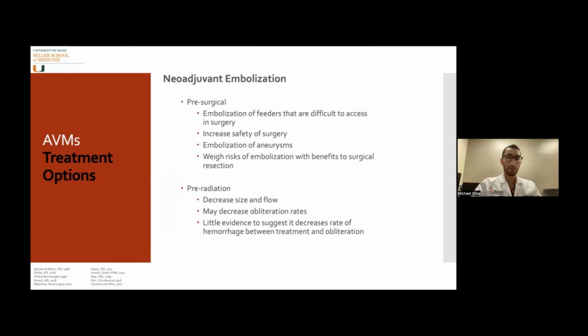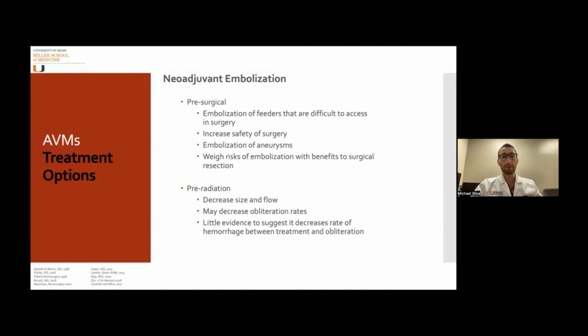You can imagine if the arterial feeders are deep from the surgical approach, and you need to save that draining vein for last, and let's say the drain is superficial, it's important to perhaps embolize those arterial feeders that are deep and difficult to access in order to increase the safety of the resection.